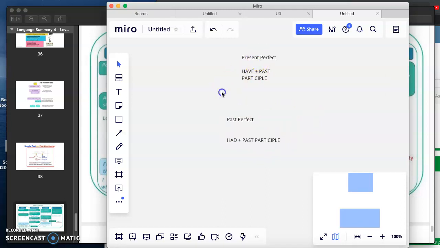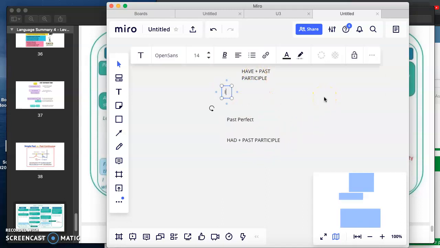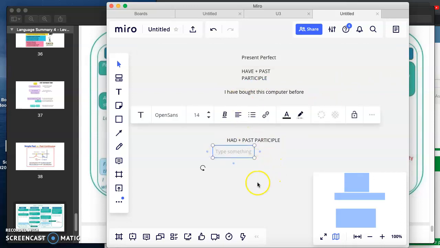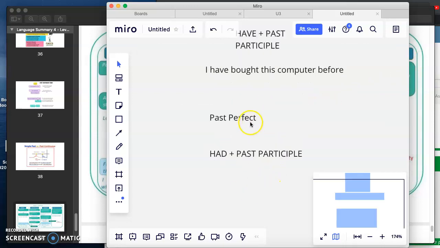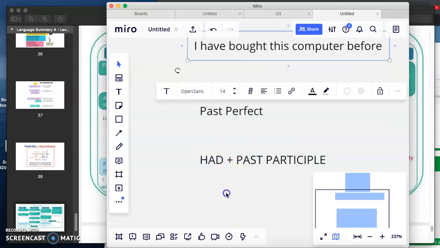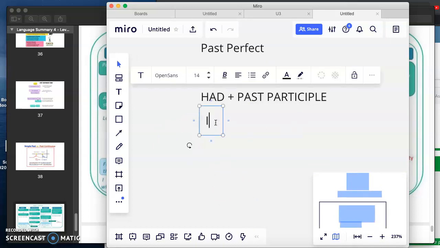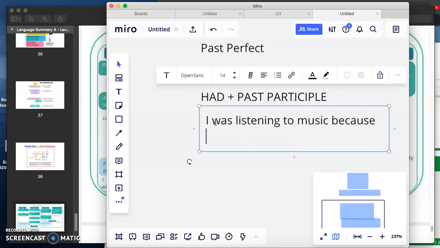So for example, let's say we are saying, I have bought this computer before. If I am going to talk in the past perfect, instead of have, I will be using had. So I will be saying, for example, I was listening to music because I had bought a computer.